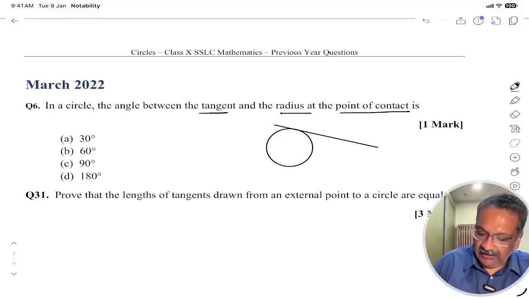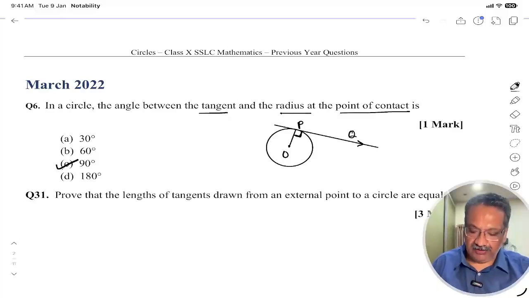So if you draw a tangent, this is the point of contact P, this is the center O, so OP is the radius. Now OP will be perpendicular to the tangent PQ. Okay, so the answer is C, 90 degrees. It's a very straightforward question.